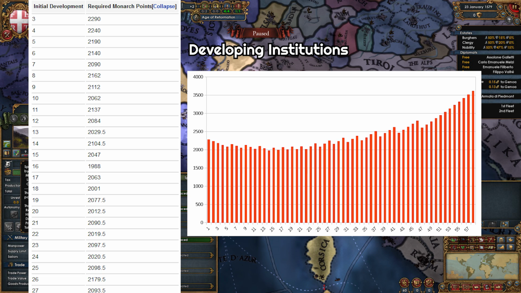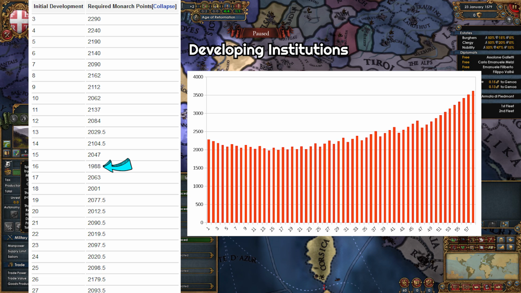A difference of 300 monarch points is pretty significant, and the numbers here tell us that deving up a province with 16 development is the most economical. This is very important information. However, keep in mind this is just the base cost. Every province in game has a development cost modifier.